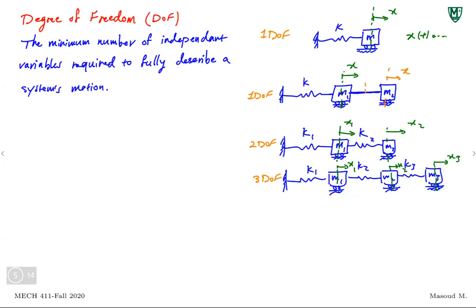I can give you some other examples, some of the interesting ones. Let's say I have a pendulum like this, mass M, swinging around this point. What do I need to know? What is the minimum number of independent variables required to fully describe the system's motion? We studied this, right? What did we have to find to fully know where this system is at any given moment?